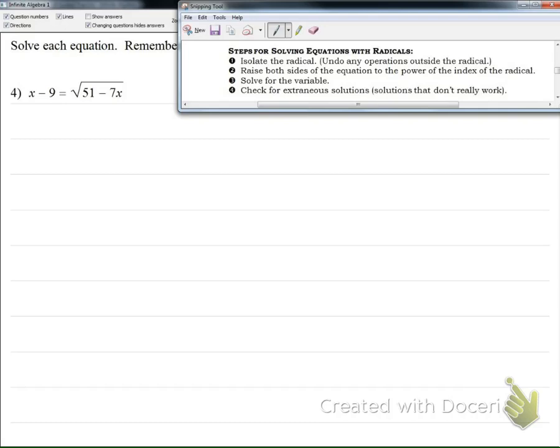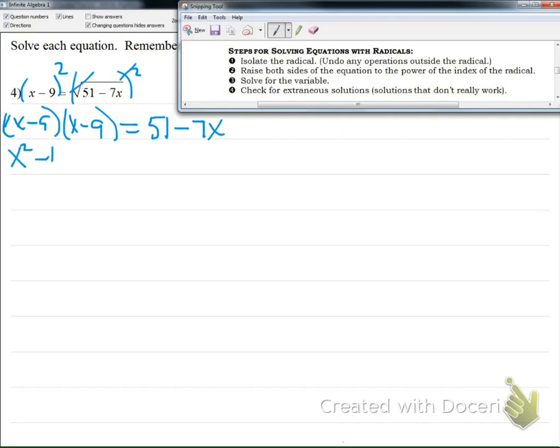Alright, for problem number 4. Let's take a look at the last one. First step, as always, is to isolate your radical. This one, the radical is already isolated. So you need to square both sides of the equation and expand the binomial. The radical cancels out, so you get 51 minus 7x. You need to multiply the binomials together. Get x squared minus 18x plus 81 is equal to 51 minus 7x.